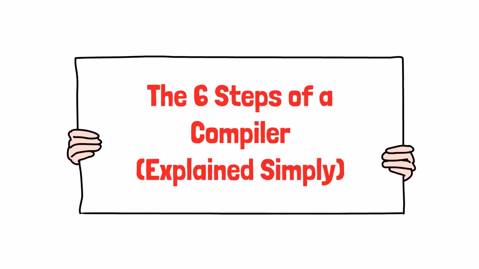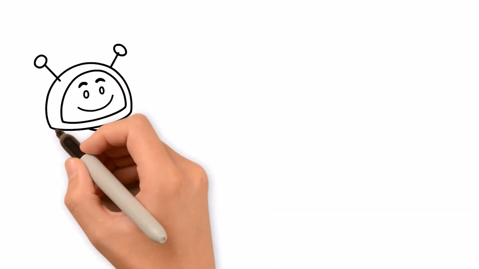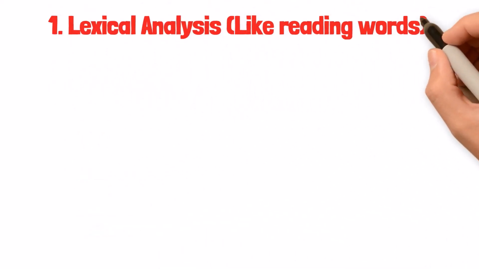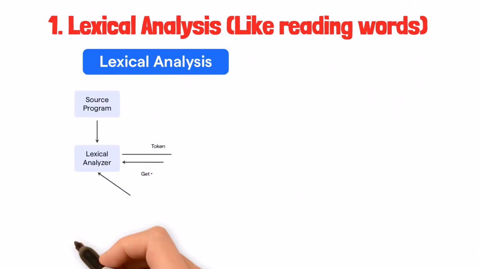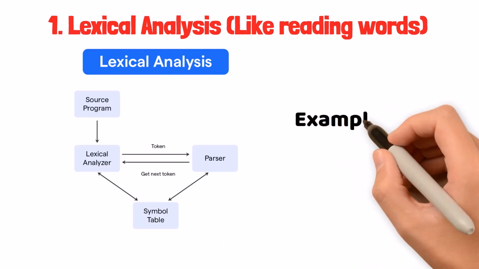The 6 steps of a compiler, explained simply. Designing a compiler is like making a smart robot that does its job step by step. Let's break it into 6 easy parts. 1. Lexical analysis, like reading words. It breaks your code into words or tokens. Example: int x = 5 + 2.